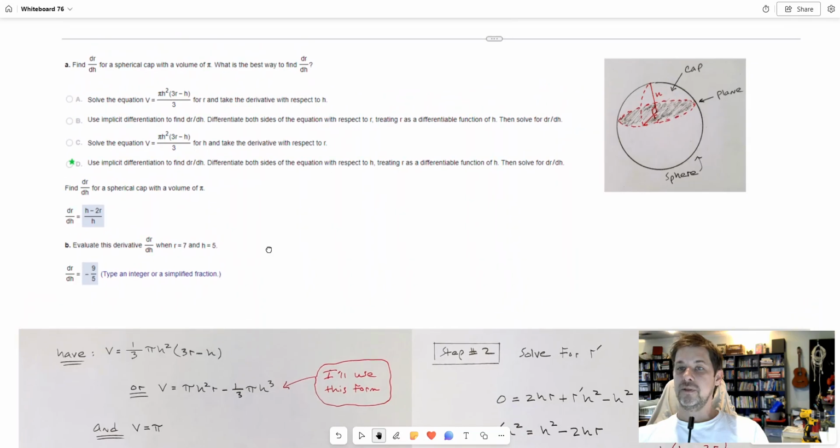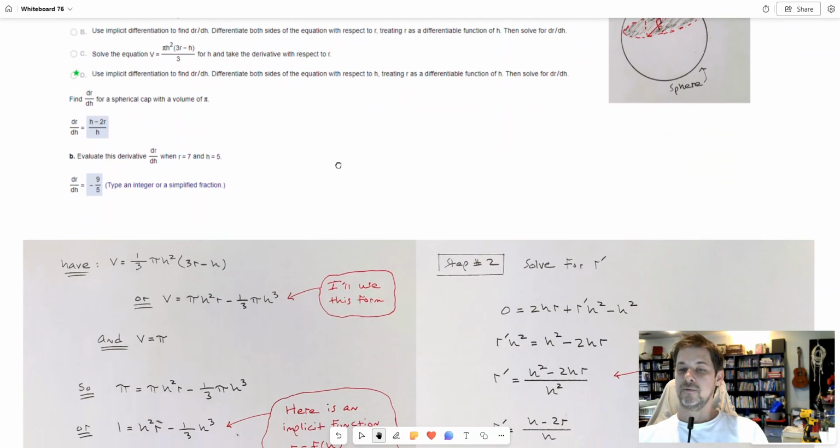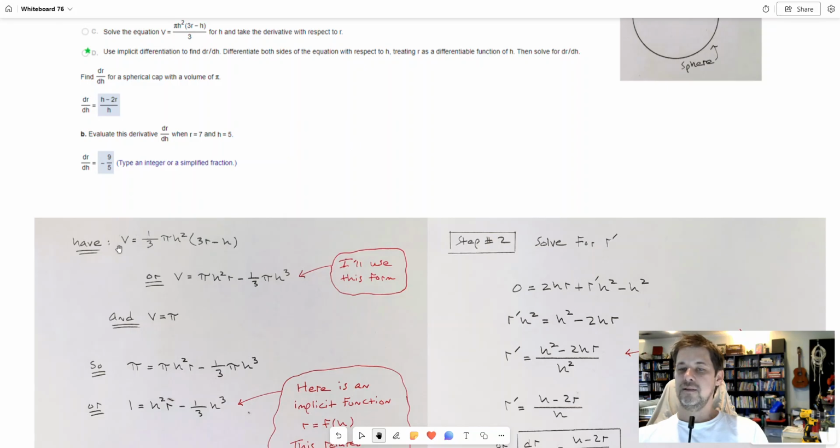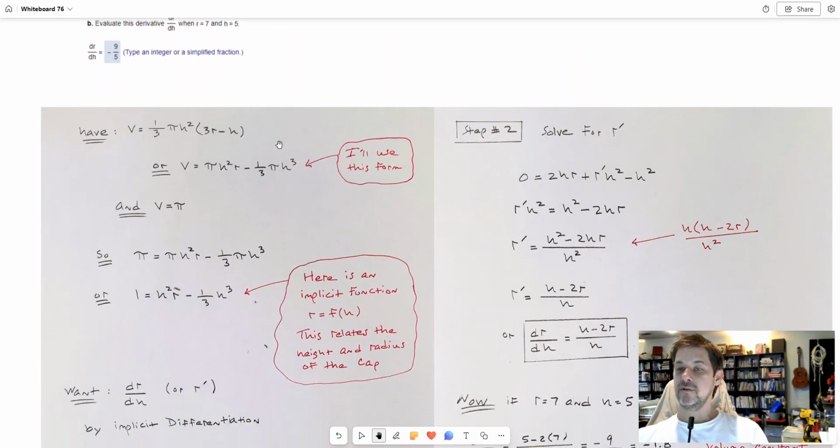Additionally, I've been told that the volume of this is pi. So that V in this equation is not a variable. It's a constant, and I know that it's pi. So I'll take what I've reduced it to, and I'll put pi for the volume. And I notice that's a really convenient number for the volume, because I can divide both sides of this equation by pi, and I reduce it to this: 1 h squared r minus 1/3 h squared.